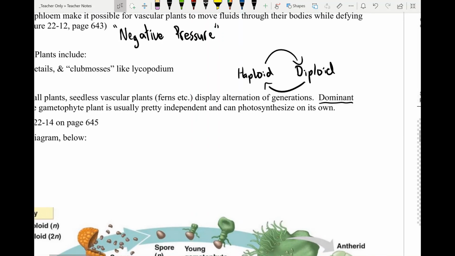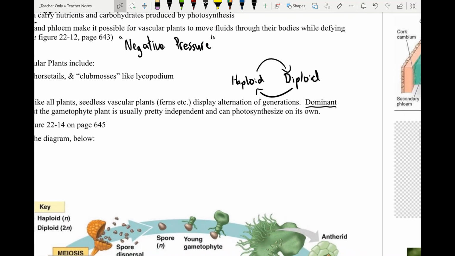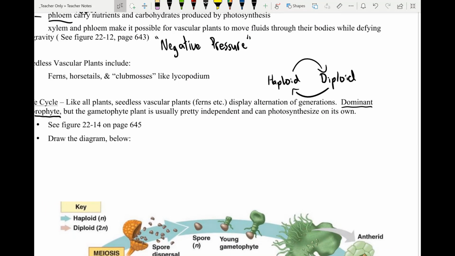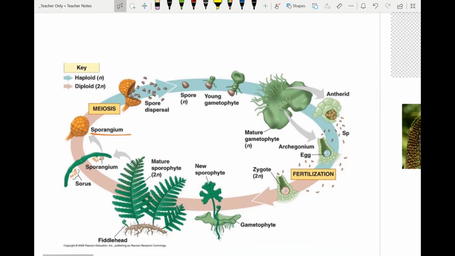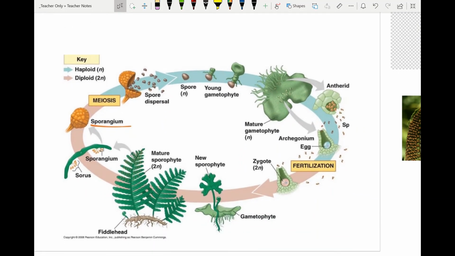The gametophyte, that little green thing I just showed you, is usually pretty independent and can photosynthesize on its own. So it can survive on its own, no problem. Now I'll show you what the life cycle looks like, and I'll point out a few interesting things. So I'll start here.